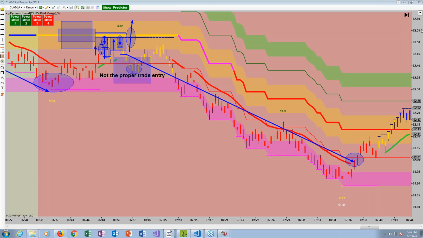Let's see if I can find a long trade example. You can be as choosy about these trades as you want to be. Just because we call it a minimum criteria trade does not mean you have to take it. All right? Let's all get on the same page here. Okay, you ready for a long example?